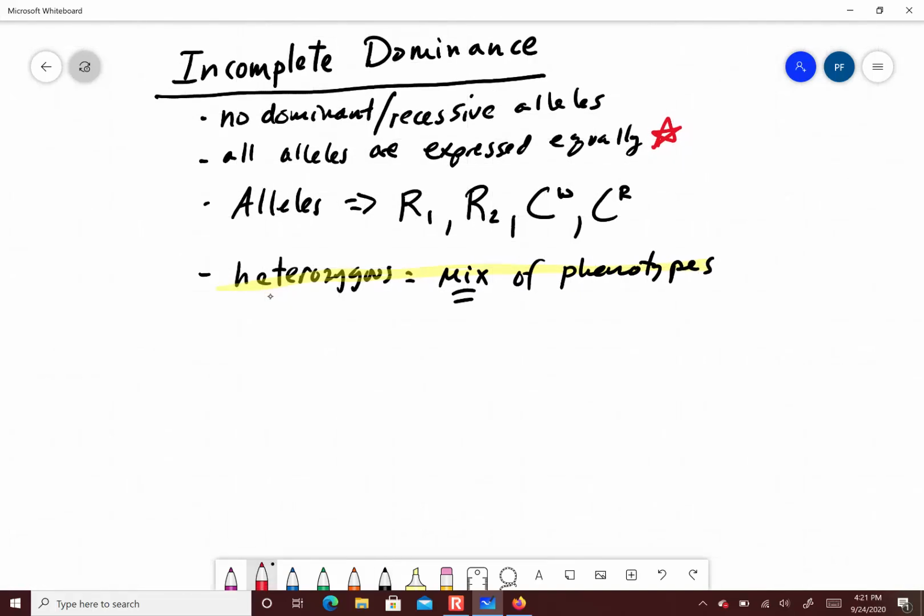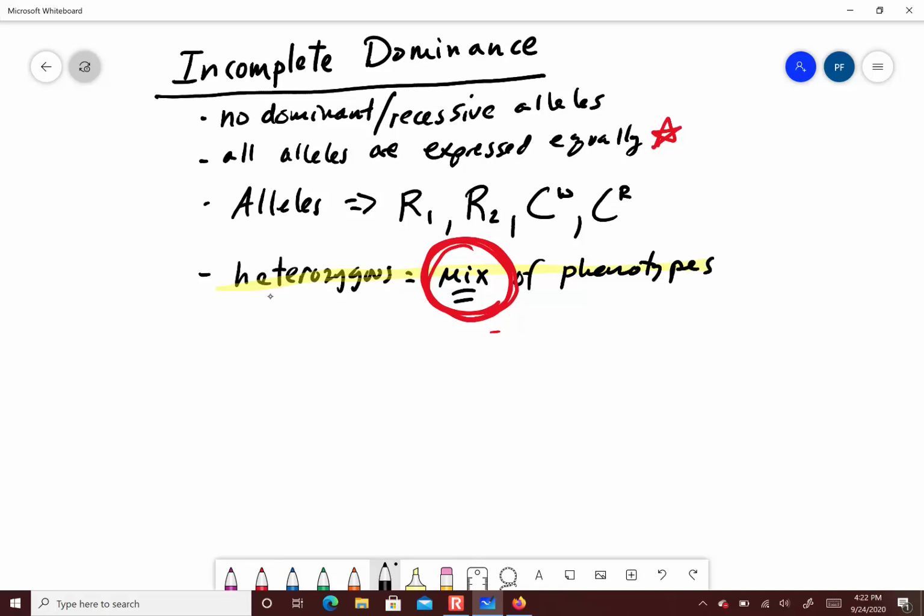And that's actually a key word, right? Mix is a key word here. Because if our two colors are red and white, mix is pink. If the two colors are black and white, mix is gray. So we're literally going to be mixing those phenotypes.